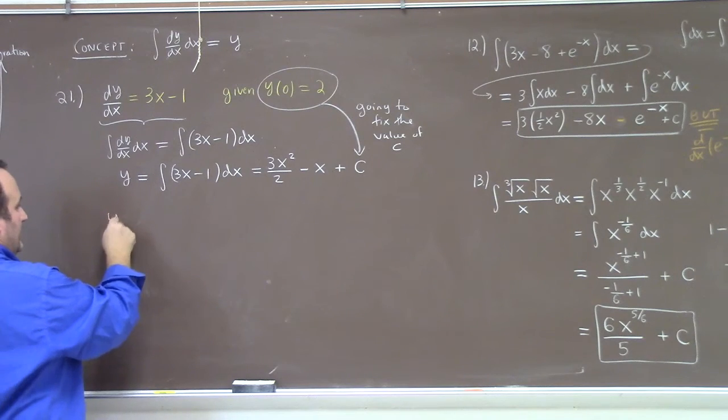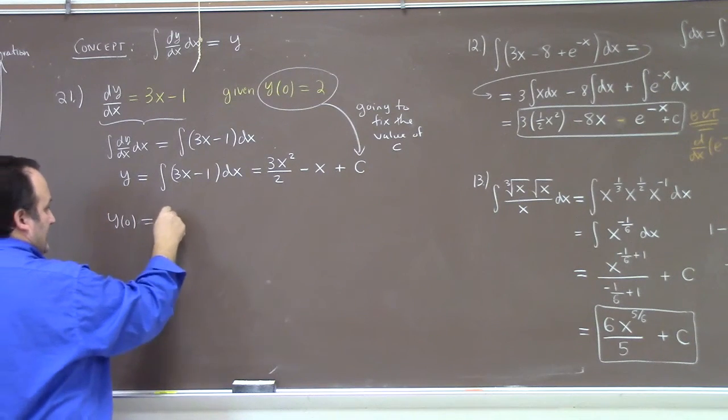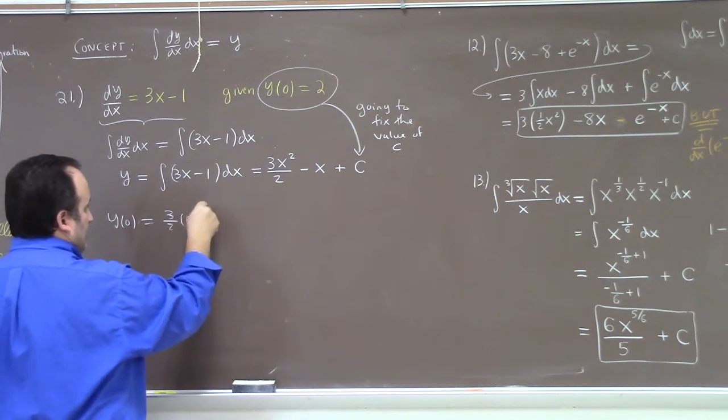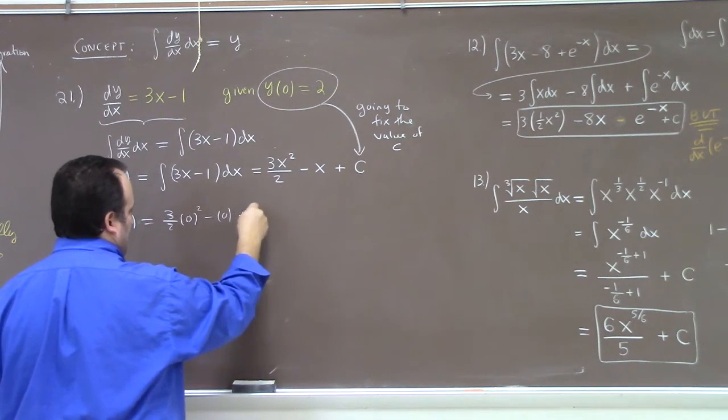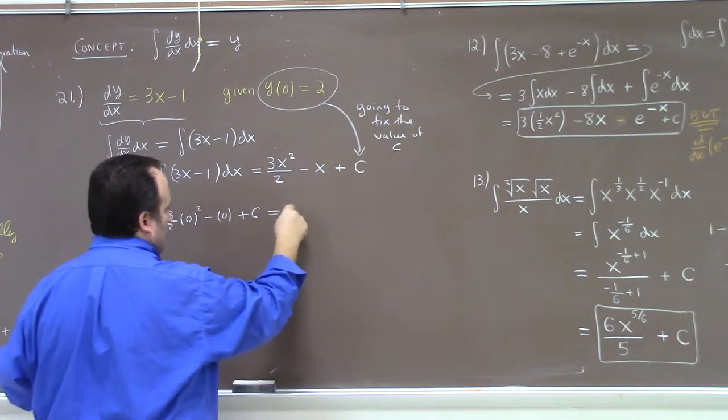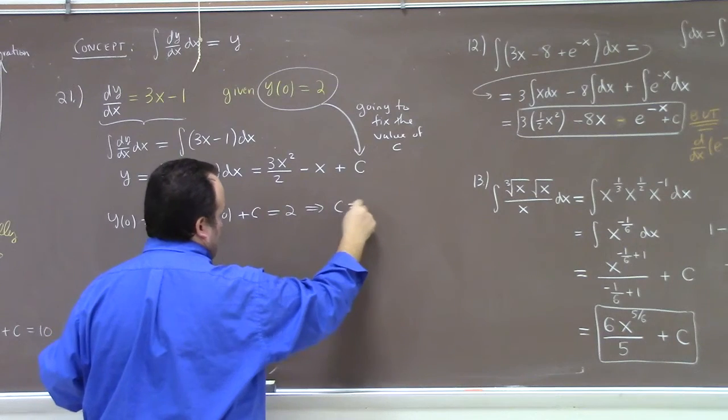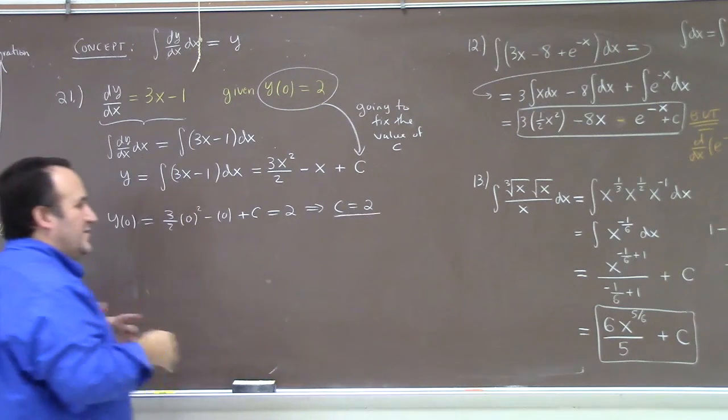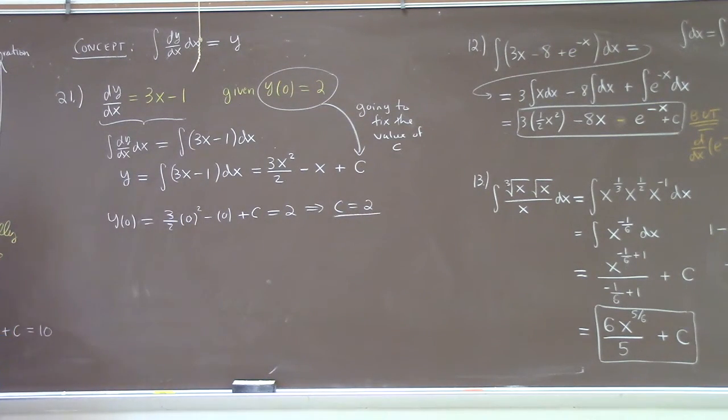So y of 0 is 3/2 times 0 squared minus 0 plus c. That's equal to 2. So this tells me c equals 2 in this case. Don't always assume that c has to be the value of the initial condition. That doesn't have to happen.